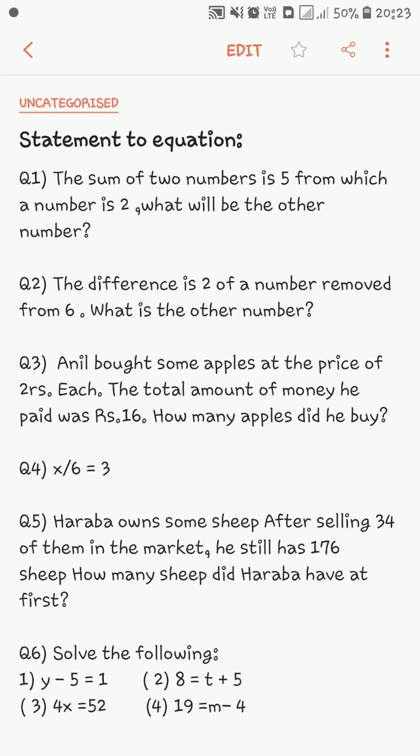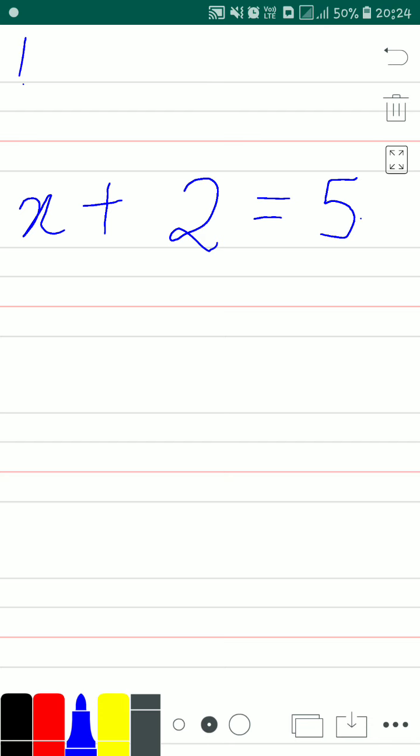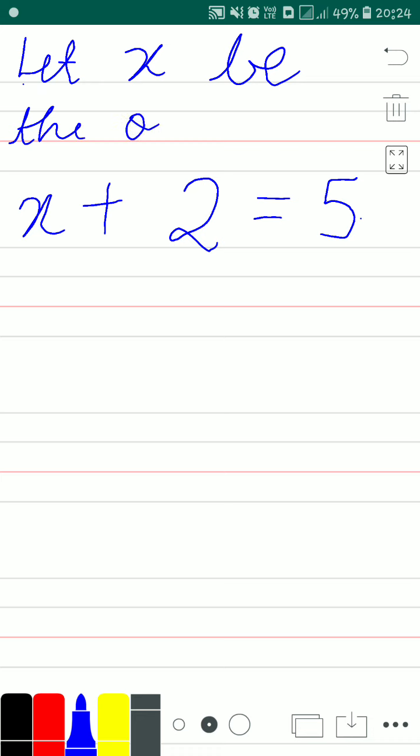What will be the other number? So according to the first part, the sum of two numbers is going to be 5, from which one number is 2. So we have to find what will be the other number. So let us consider that x is the other number. So what do we write? Let x be the other number as given in the question.